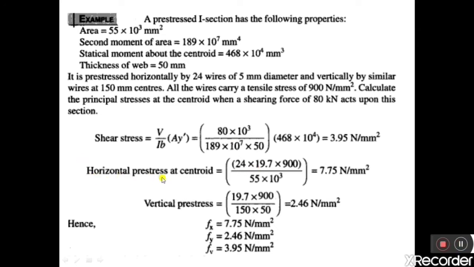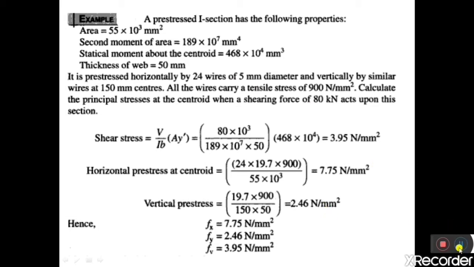Therefore, horizontal prestress at the centroidal axis of the support is equal to P by A. If you see in the question, they have not given the prestressing force. They have given that all the wires carry a tensile stress of 910 N per mm square, and the diameter of the wire and the number of wires are given. Therefore, using the number of wires, the diameter of wires and the tensile stress acting in the wire, we can calculate the prestressing force that is applied to the cable.